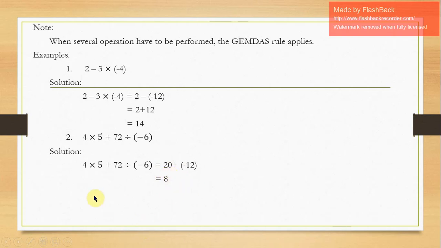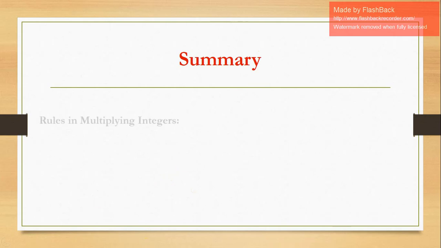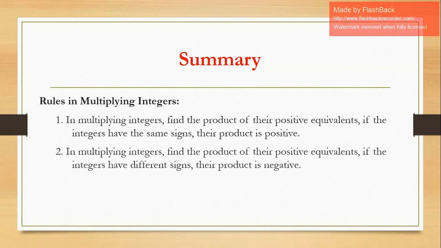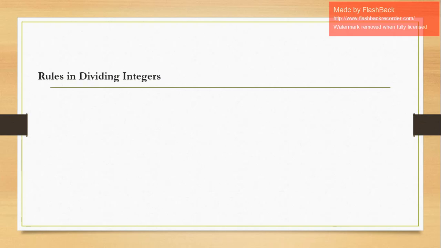That is on how to perform several operations using the GEMDAS rule. So, summary. Rules in multiplying integers. In multiplying integers, find the product of their positive equivalents. If the integers have the same sign, their product is positive. Same sign, positive. Second rule for multiplication. If the integers have different signs, their product is negative. Different sign, negative.